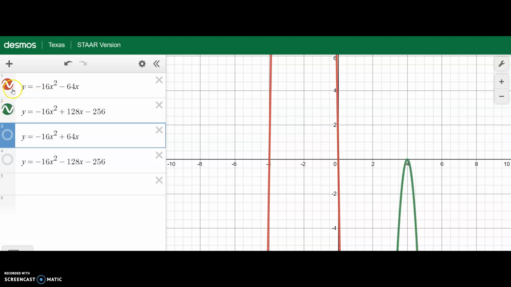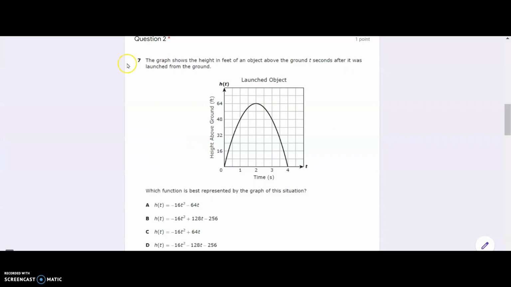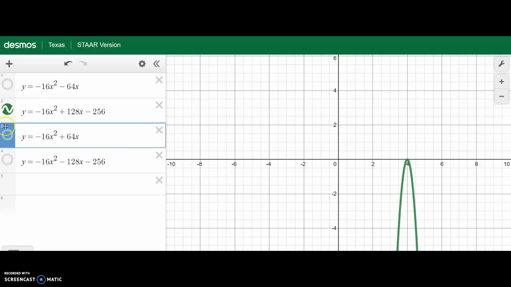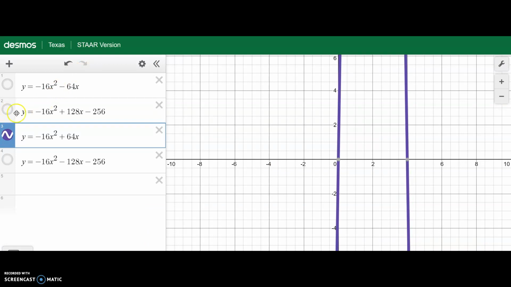So I'm going to select B, deselect A. So now I'm just looking at B. Now this one maxes out at 4 seconds, but look at my parabola. It's all the way below the x-axis. That's not what this graph shows at all. This says it hits the graph at 0, 0, and also at 4, 0. Not B. So I'm going to click on C, deselect B.